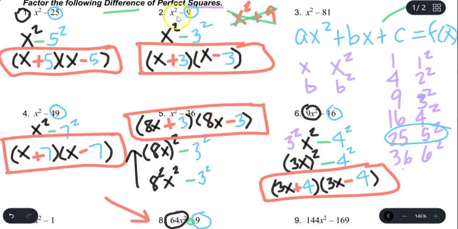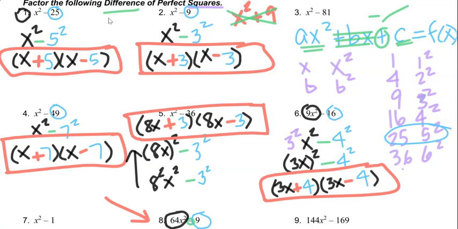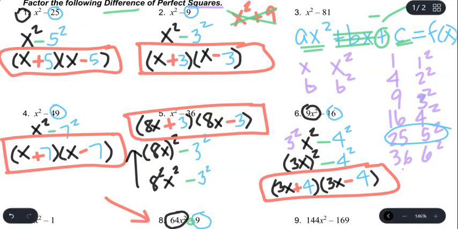So that is what we're looking at when we're doing a difference of two squares. Perfect squares on both ends, no b term. Notice that the b term is missing. In this one, I have no b term. This is subtraction. It's a negative, and both c and ax are perfect squares. And that's how you do difference of squares.